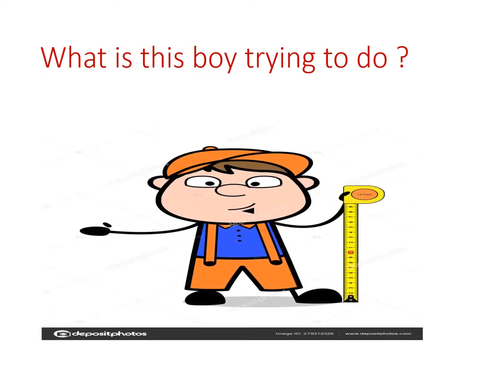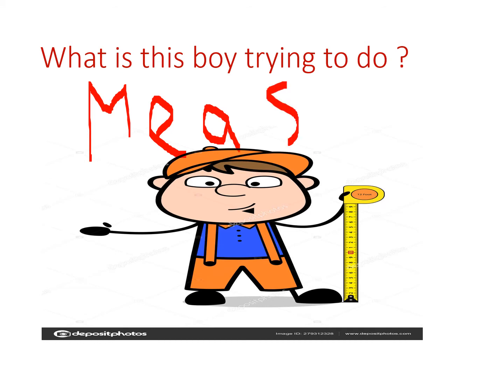Then this boy. Can you tell me what he is trying to do? The word starts with the letter M, and then you have an E. Yes, I think your guess is not far. It's measure. The verb is measure. To measure means to try to know the length or determine the size of a certain thing.